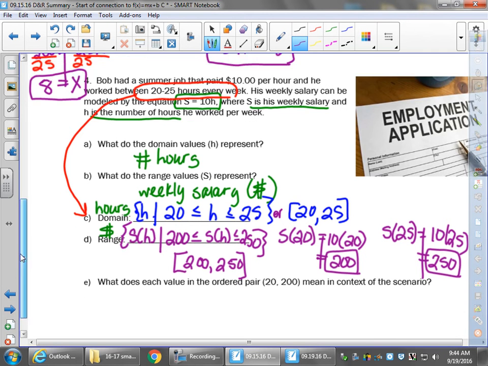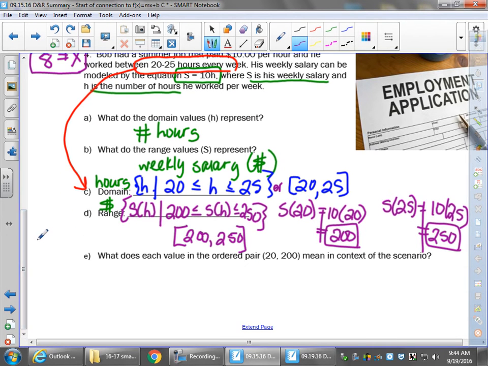What does this ordered pair mean? 20 comma 200? Ayana, what do you think? What does this ordered pair mean? Let's work this out together. What does X represent here? Hours. So what I want you to do, I want you to draw a little arrow and put hours. And then what's the 200 represent?